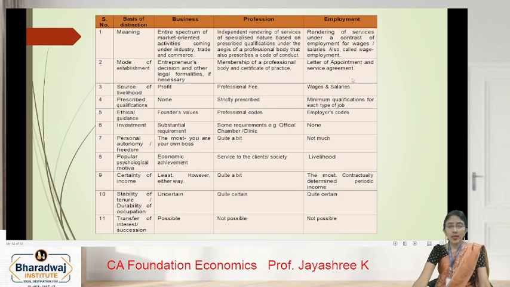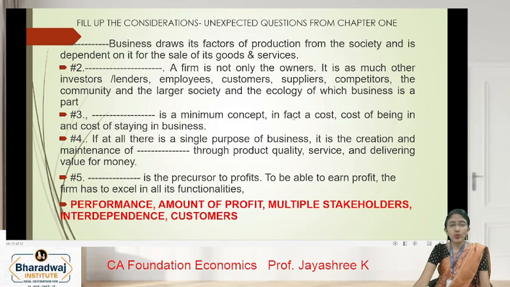Now, this is the chart we were telling about: business, profession, and employment. Like the vocabulary chart, please master this chart also. Okay. Now, go to the next set of questions. Fill it up. That is what we find as unexpected questions. Options are given to you. You can choose which fits which and fill it up.